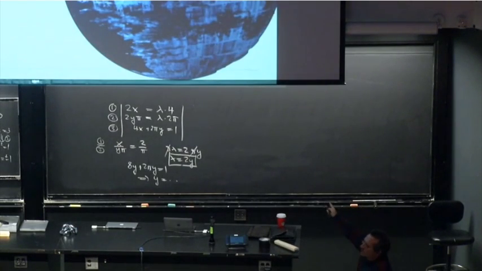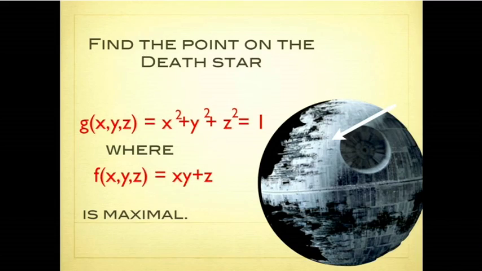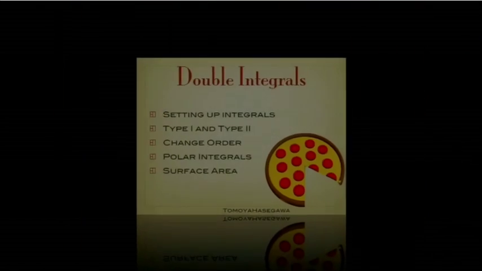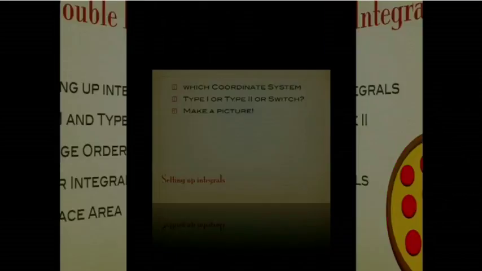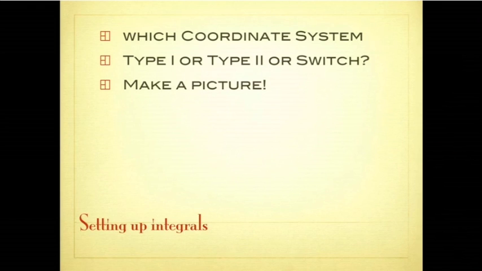There was a problem I wanted to do about the Death Star, but I have to scratch this. It's a problem with 3 variables. You can do Lagrange with any number of variables, and it's no problem. It's always the same thing. And we have to do double integrals and triple integrals. You have already done that and repeated quite a bit in the later part. But let me just repeat a few important points.